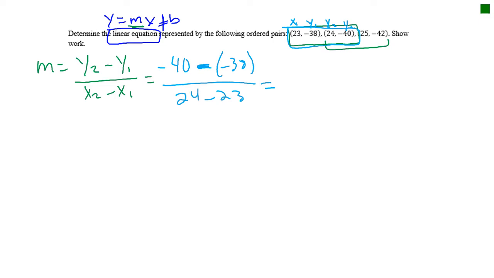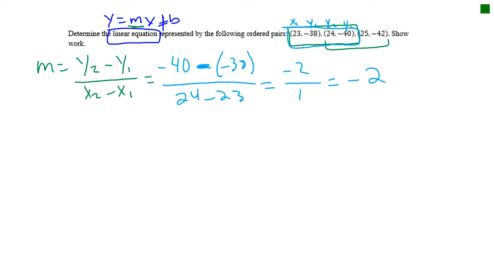Okay, all I have to do is solve it. -40 minus -38 gives me -2. 24 minus 23 gives me 1, so my slope is -2. All right, so far I know my slope. How do I find my y-intercept? Well, I have said that with the y-intercept, you can only find them when you have a table, right? And when we have a graph.